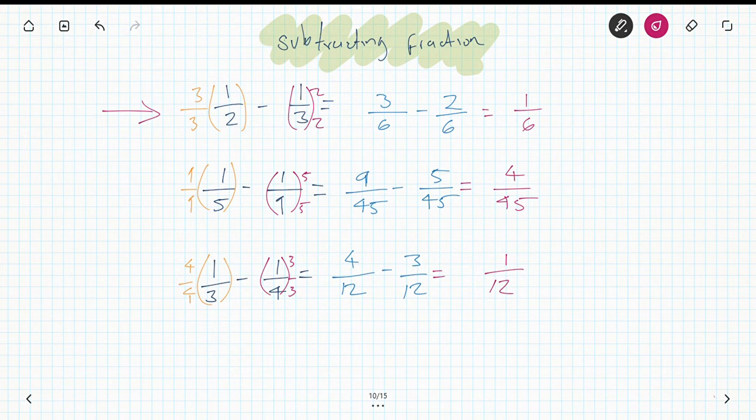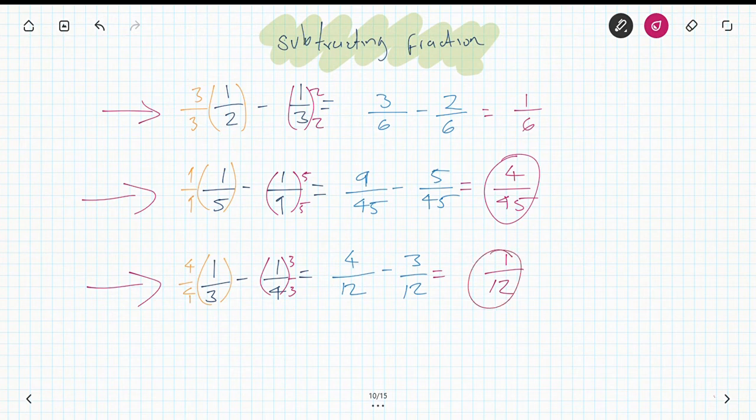All right. For the second example, we did the same thing. Okay, all we did was 1 over 5, we multiplied by 9 on both the top and the bottom, and 1 over 9 we multiplied by 5 on the top and the bottom. And so by doing that, we get 9 over 45 minus 5 over 45, and we get 4 over 45. And I don't have to tell you that I did exactly the same thing for the third one. Okay, multiplied by 4 on the top and 4 on the bottom, and for the other fraction, 3 on the top and 3 on the bottom. And so that's how I got my 1 over 12.